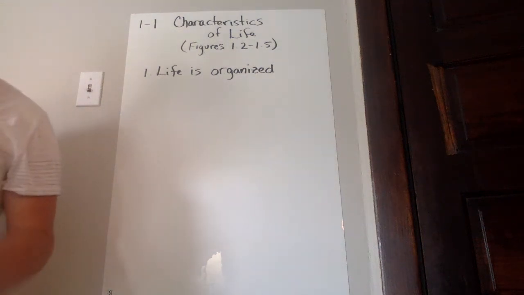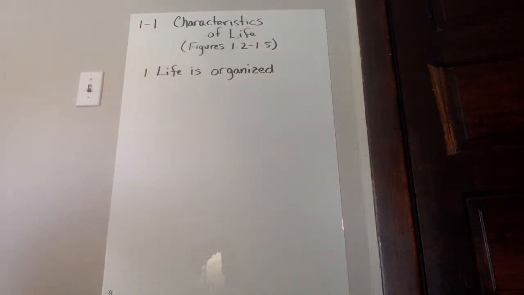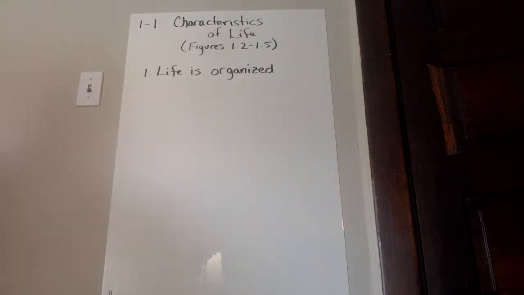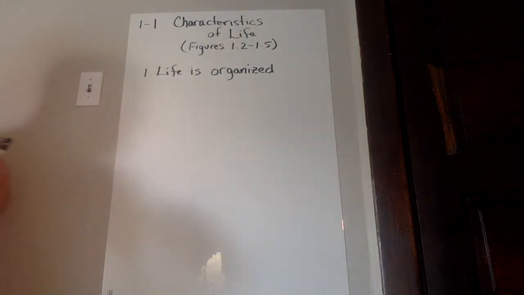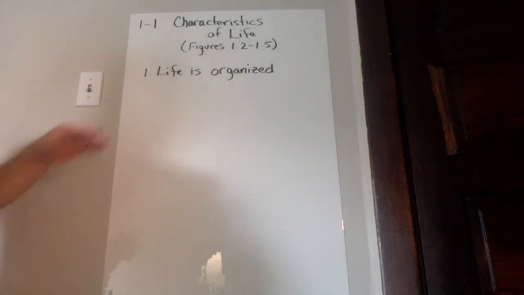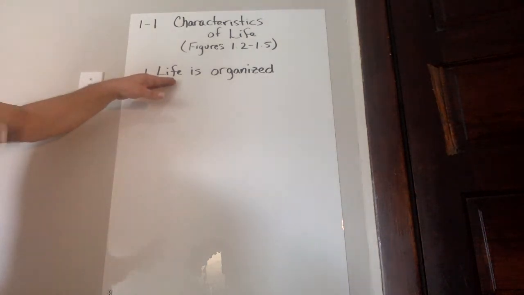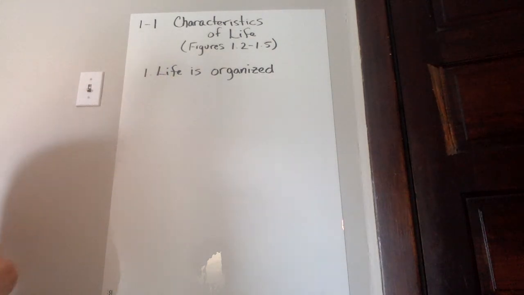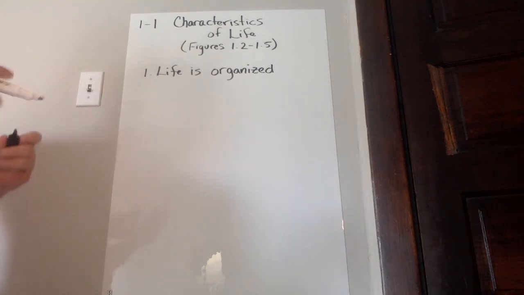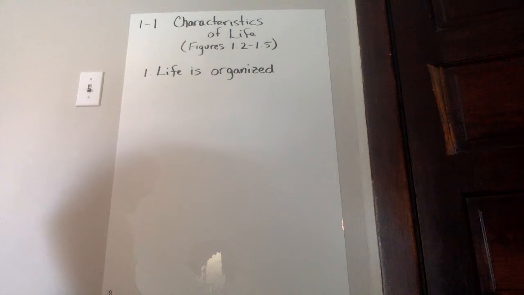This book defines life, living things, as having 6 basic characteristics. So remember, biology is the study of life. So if you want to study life, you first have to define what is living and what is non-living. We will also discuss a few things that are non-living. Biology will cover a few non-living things like viruses, but we'll come back to that.